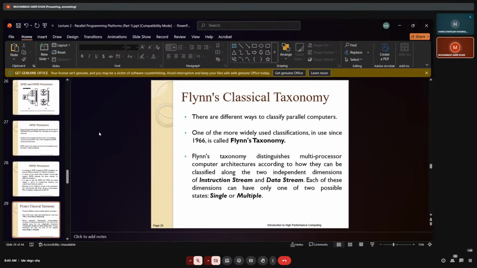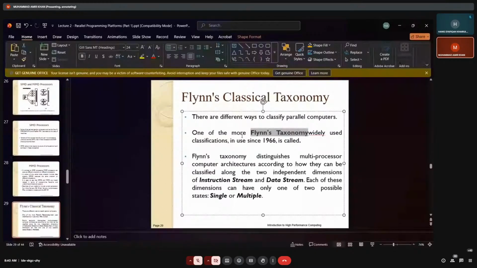Now we'll see the Flynn taxonomy. Flynn is the name of a scientist. There are different ways to classify parallel computers. Now we are classifying the parallel computers. One of the more widely used classifications, in use since 1966, is called Flynn taxonomy. What is Flynn taxonomy? Flynn taxonomy is used to classify parallel computers.